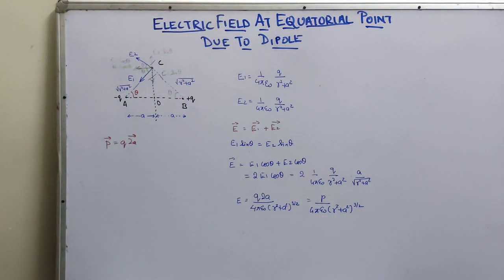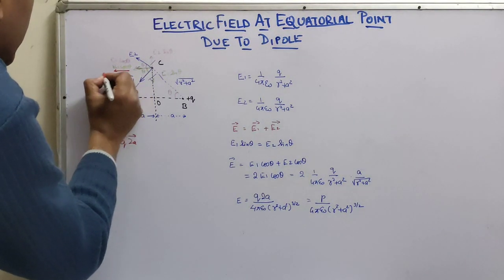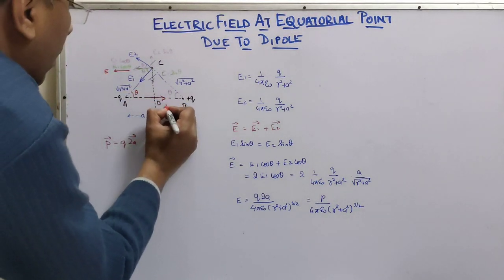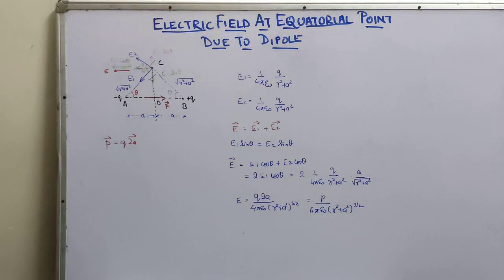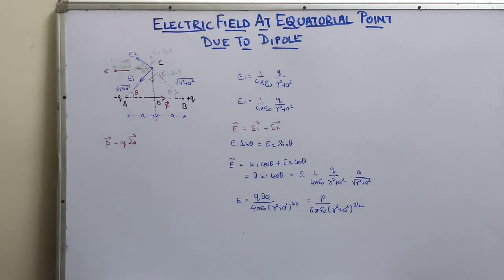And the net direction of the electric field would obviously be in this direction, which is anti-parallel to that of P. If P is going, say, in the positive x direction, then the electric field E would be going in the negative x direction.